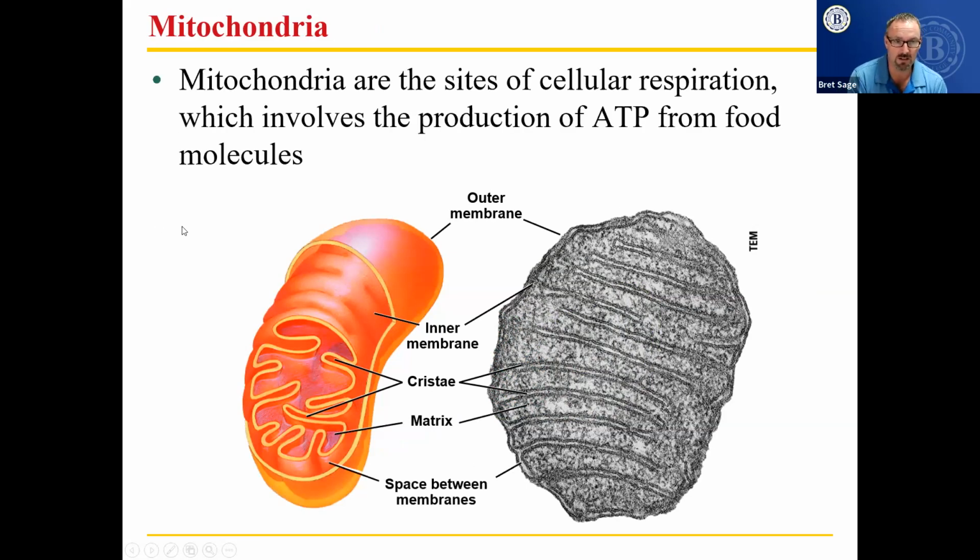Mitochondria are the sites of cellular respiration, which involves the production of ATP. We're going to talk about why ATP is so important. It's the energy source for our entire body. Everything in our body runs on ATP. And this structure here called the mitochondria makes it.